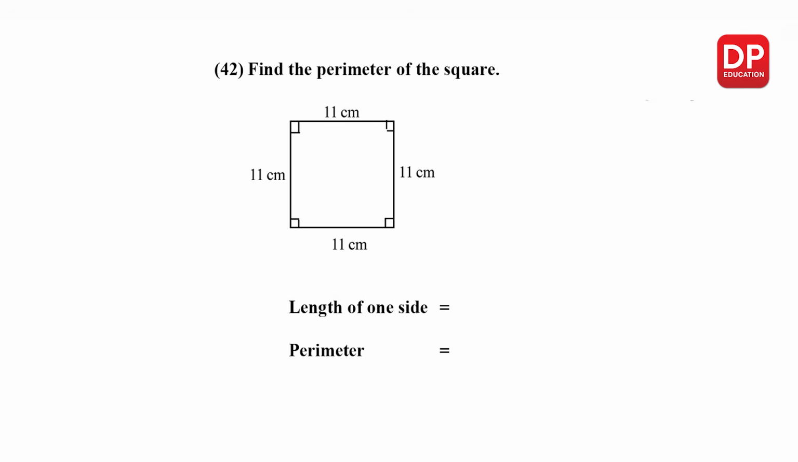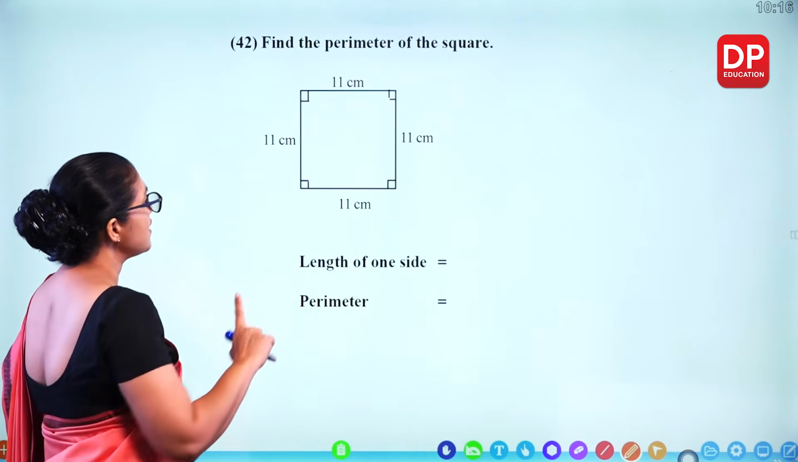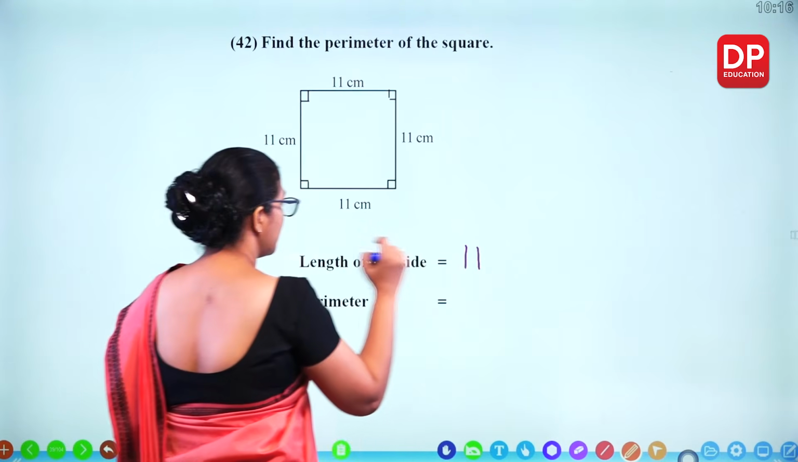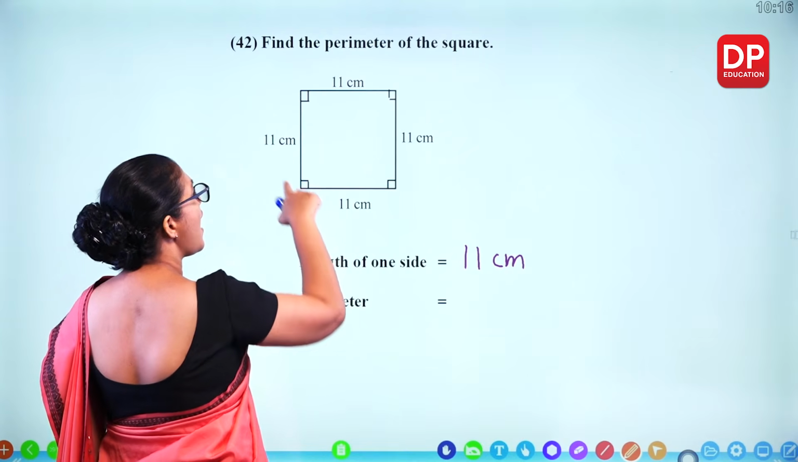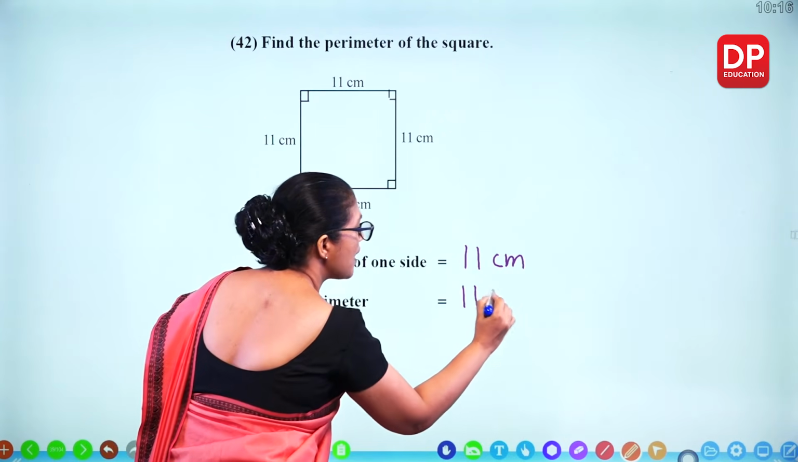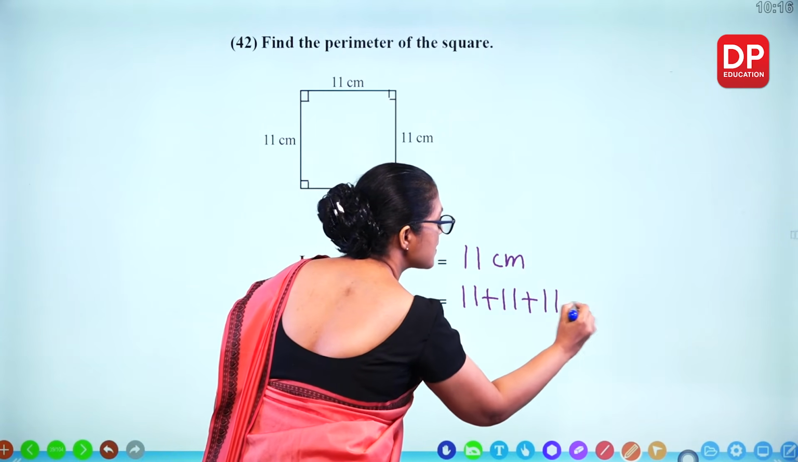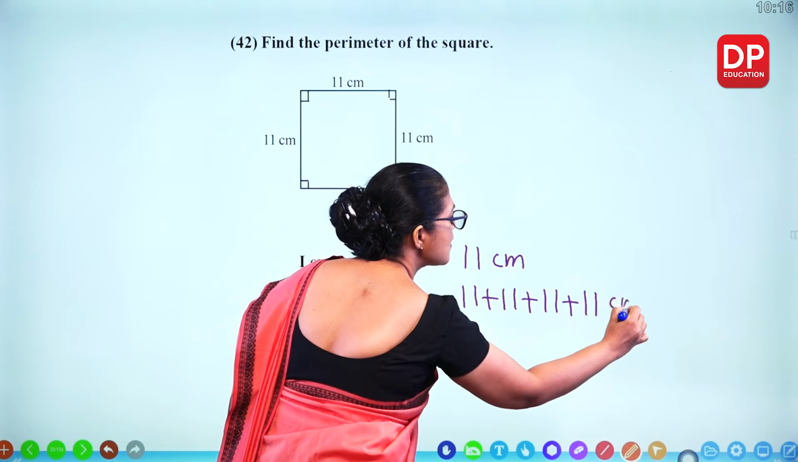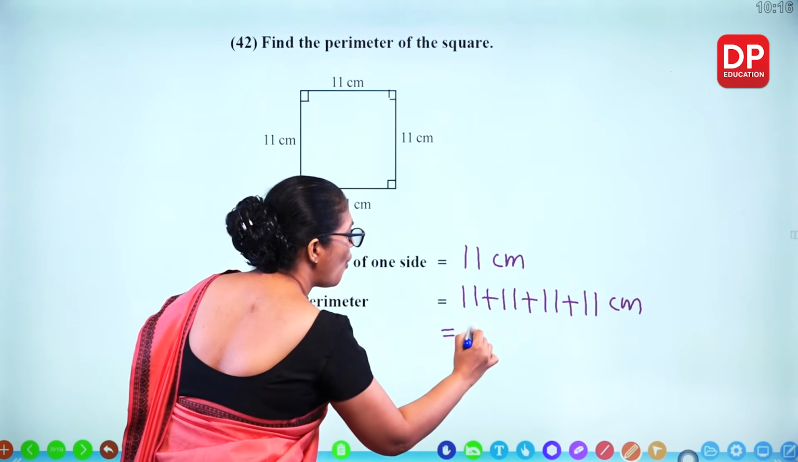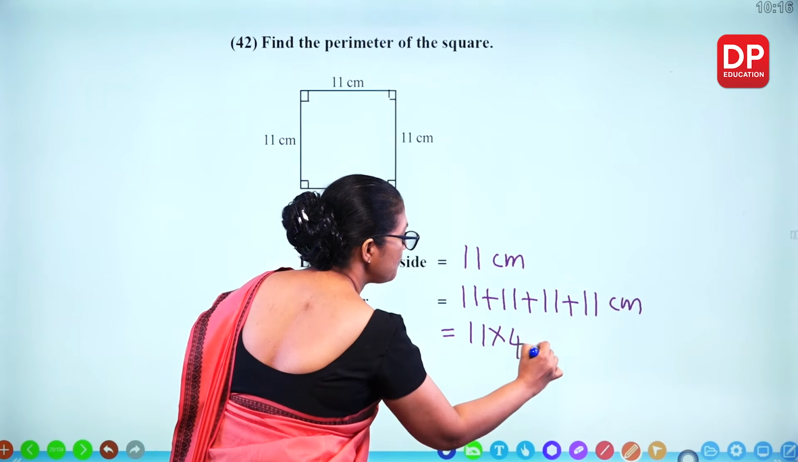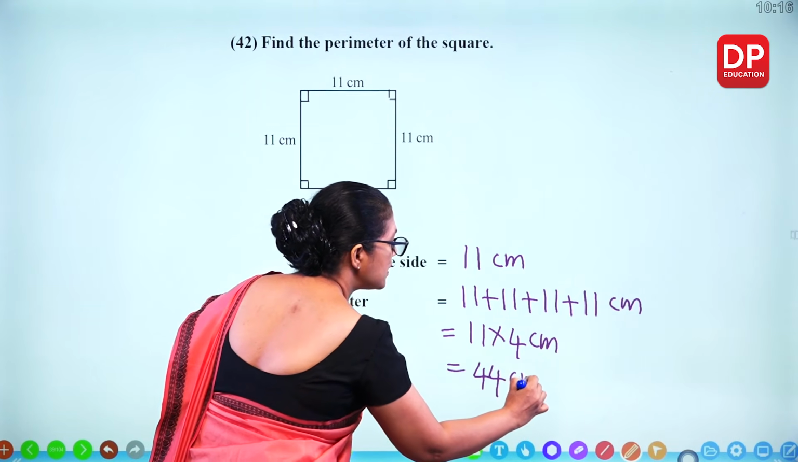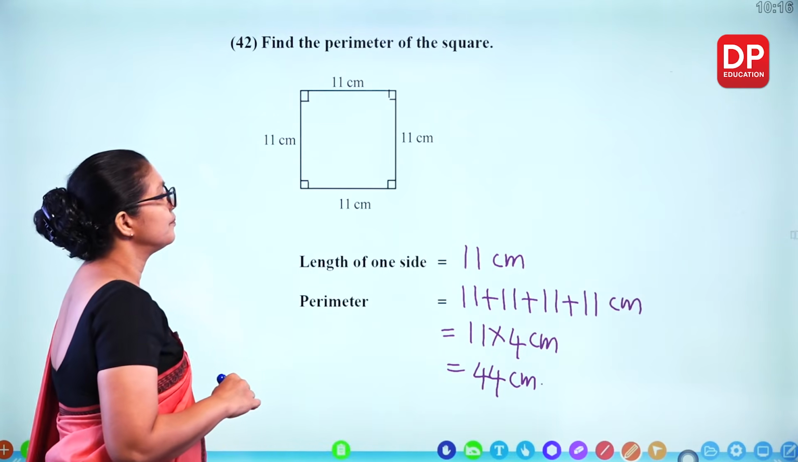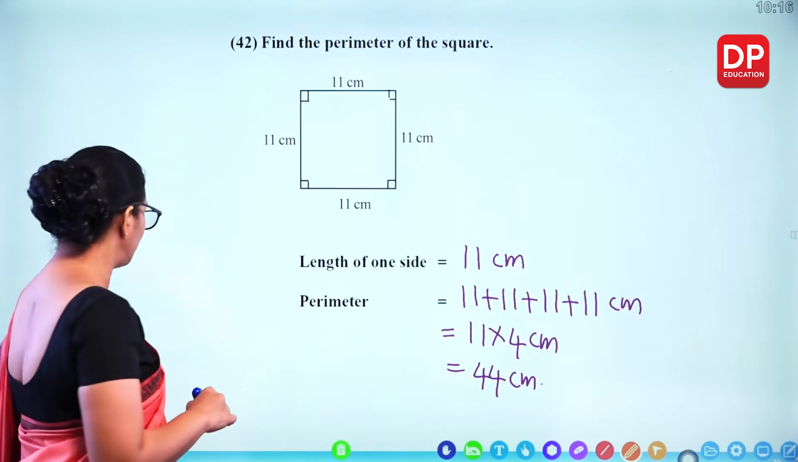Find the perimeter of the square. Square means all sides are equal. So the length of one side is 11. That's 11 centimeters. So for the perimeter, you add 11 plus 11 plus 11 plus 11, or what's the easiest way? 11 times 4. That's 44 centimeters. You multiply by 4.